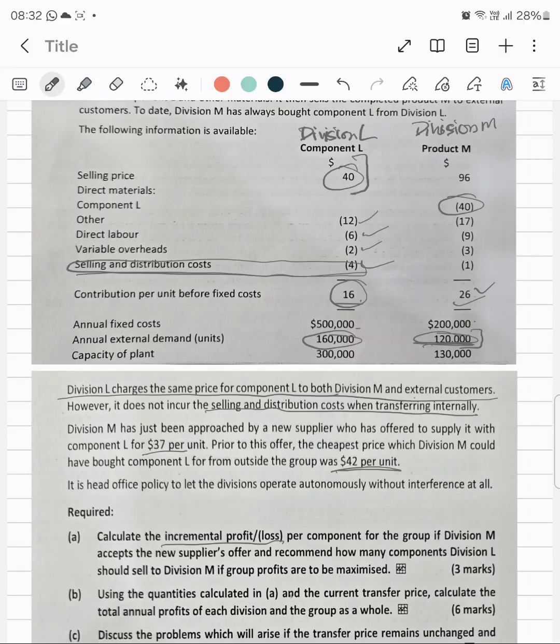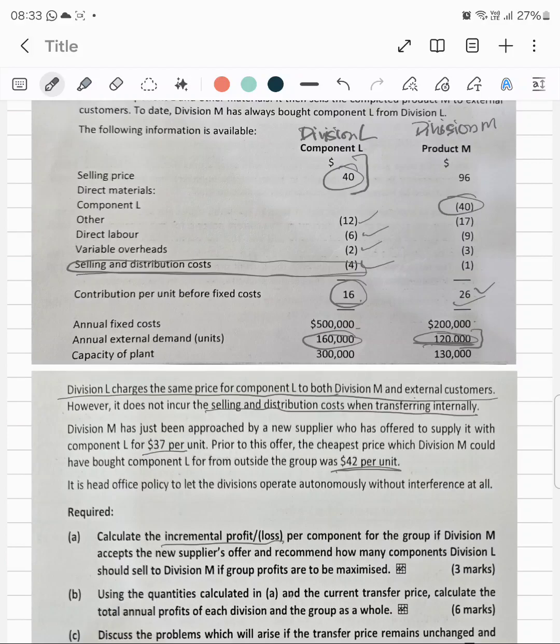Consequently, division L needs to reduce its price. The current price does not reflect the fact that there are no selling and distribution costs associated with transferring internally. Yes. So the cost of selling and distribution, that is $4 for division L, applies when selling externally. So it could reduce the price to $36.